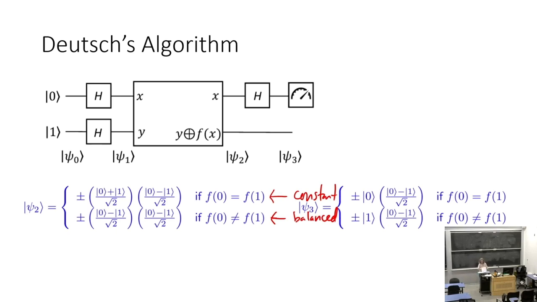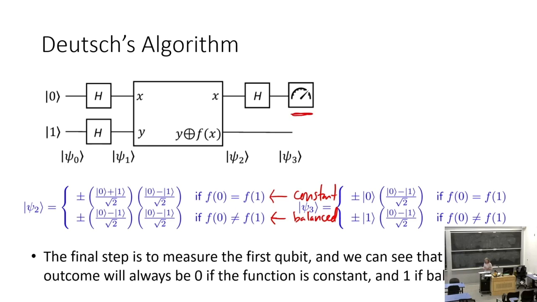And now we're going to measure, okay? So the final step is to measure. And we're only measuring the first qubit. And so we can see the outcome will always be 0 if the function is constant, and it will be 1 if the function is balanced.